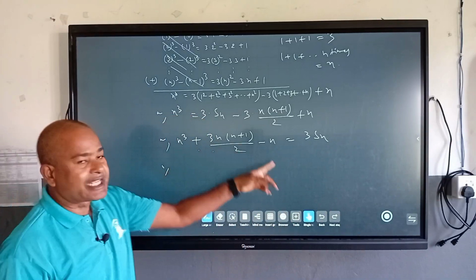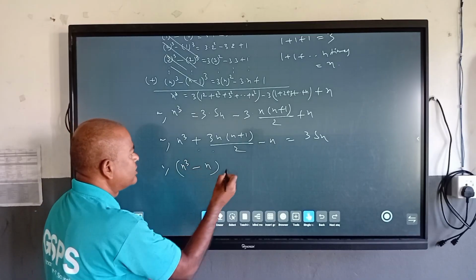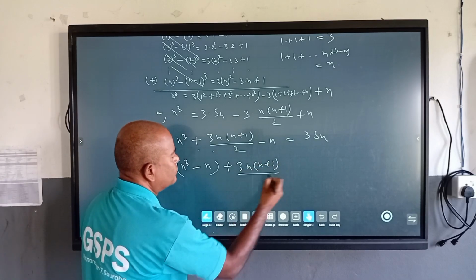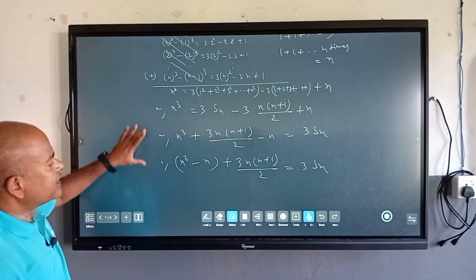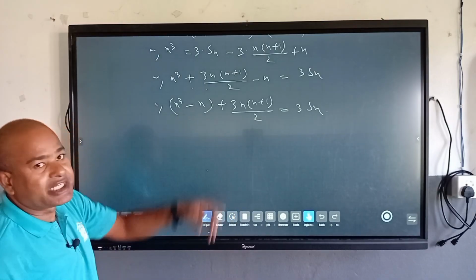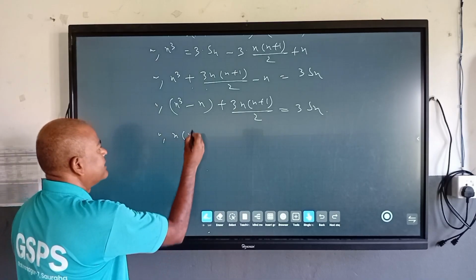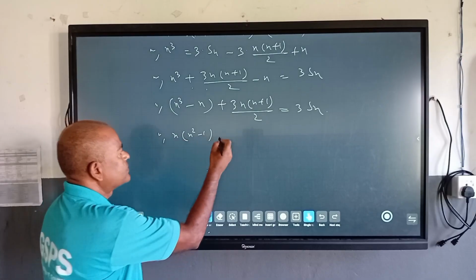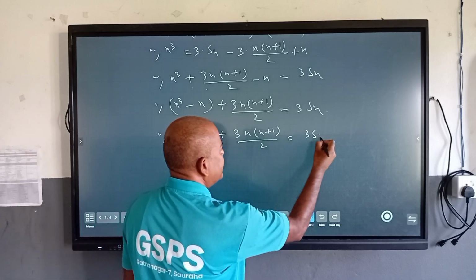Dear students, now let's arrange the terms. N cube and minus n, n cube and minus n we write in one place so that we can factorize. 3n times (n plus 1) over 2 keeping as it is, and 3Sn also keeping as it is. Dear students, now from n cube and minus n we can take n common. Then after taking n common from the first two, we'll get n times (n square minus 1) plus 3 times n times (n plus 1) over 2 equals 3Sn.